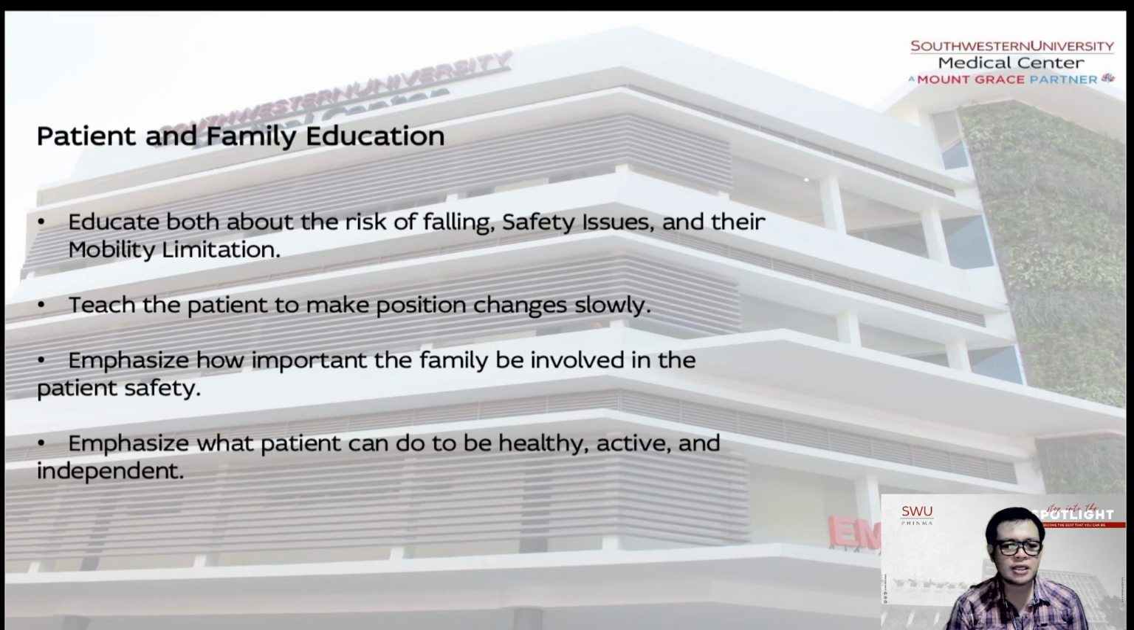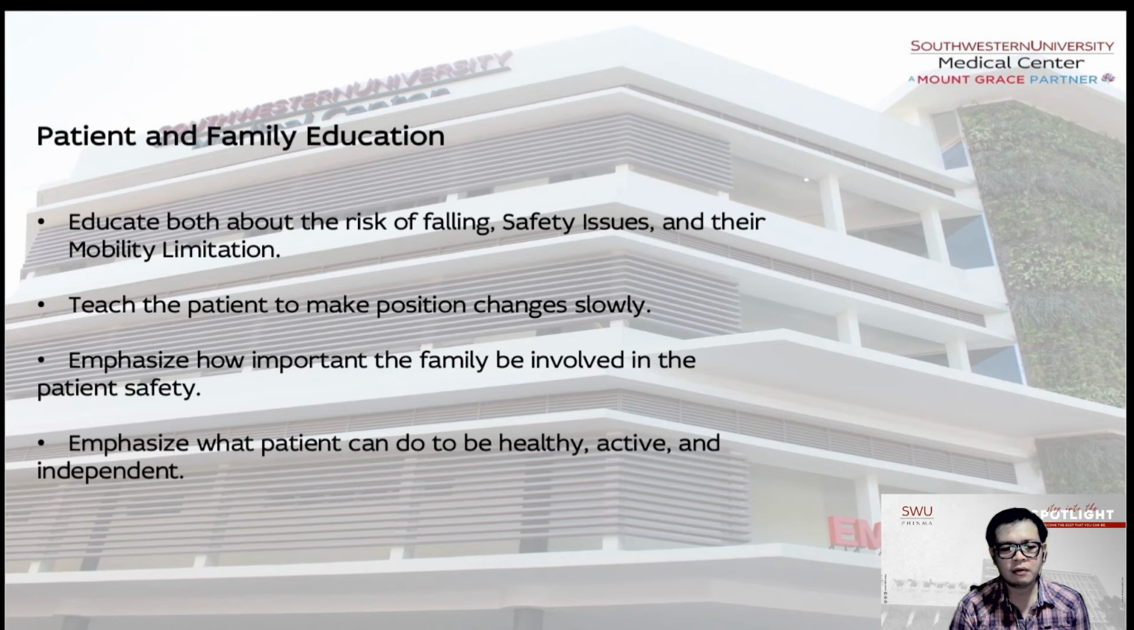We also have to teach the patient to make positions that they should change slowly, and at the same time emphasize how important it is that the family is involved in patient safety, because in our institution we are more into collaborative action with them, knowing that we are too busy within our shifts. And I know that it's really hard for us to monitor, particularly those who are assigned at the ward.